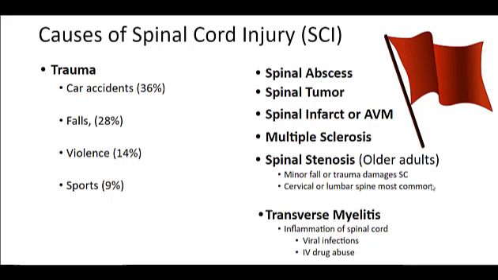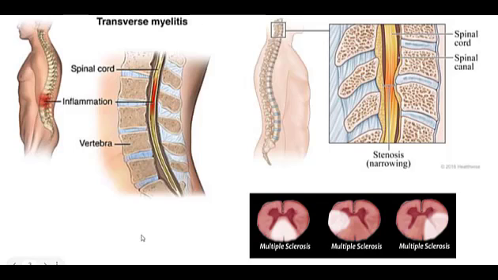Other neurological problems such as multiple sclerosis or orthopedic conditions such as spinal stenosis are also common and can cause a spinal cord injury, as well as transverse myelitis, which is actually an inflammation of the spinal cord itself. So we're going to take a quick look at what those will look like.